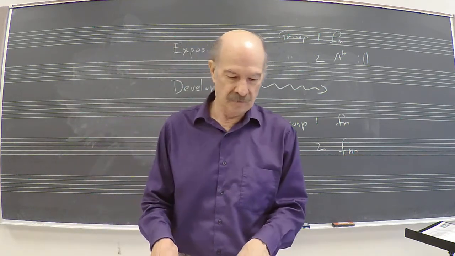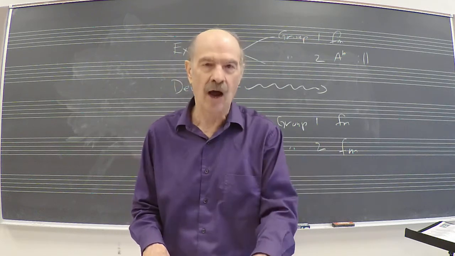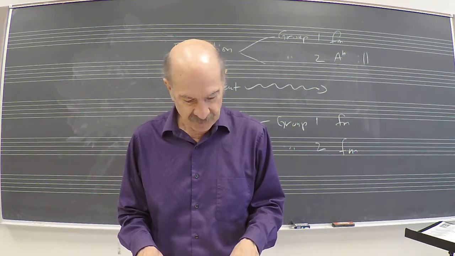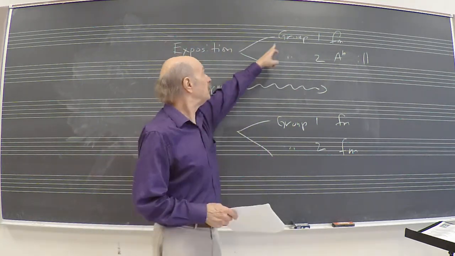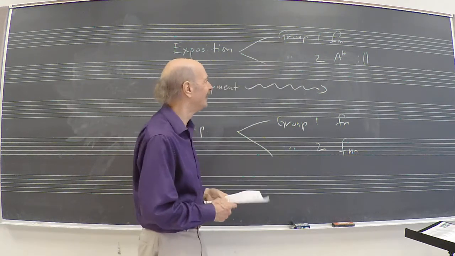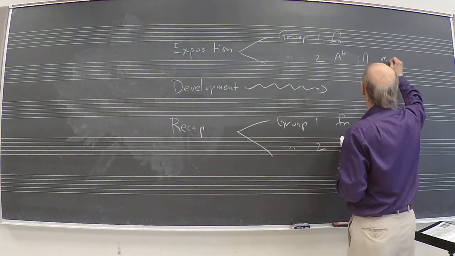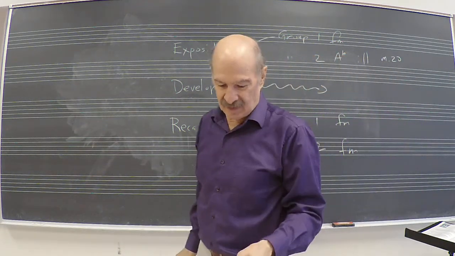Coda means, from Latin, from tail, via Italian. Cauda, coda, tail. The tail of the piece. All right, now where do these section boundaries occur? Well, measure 1. Okay. And the second group is measure 20. All right, measure 20. Take a look at measure 20.